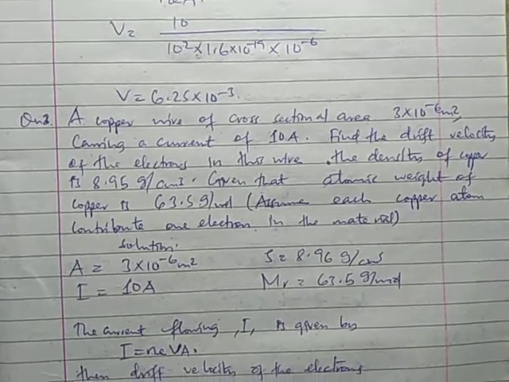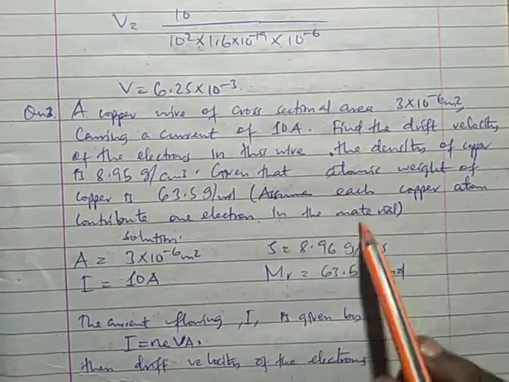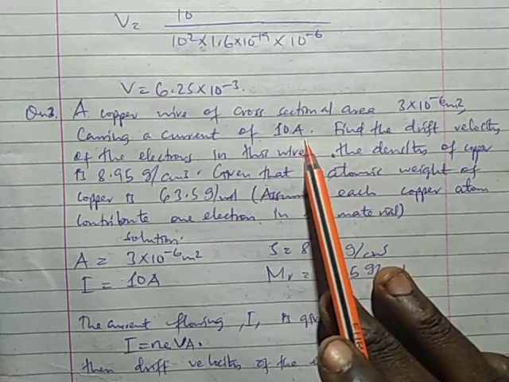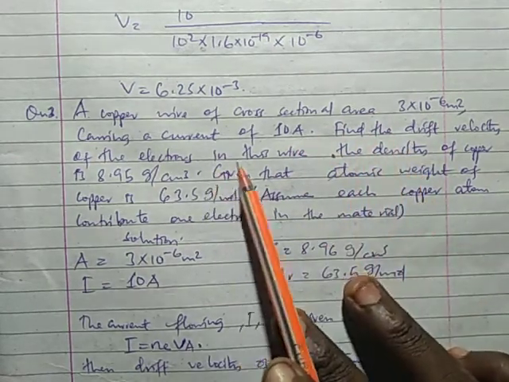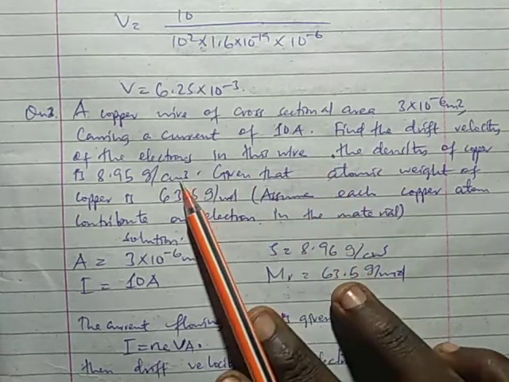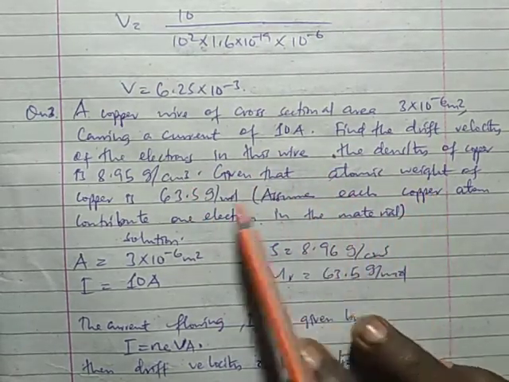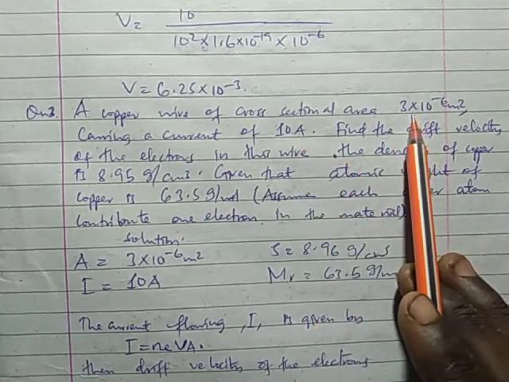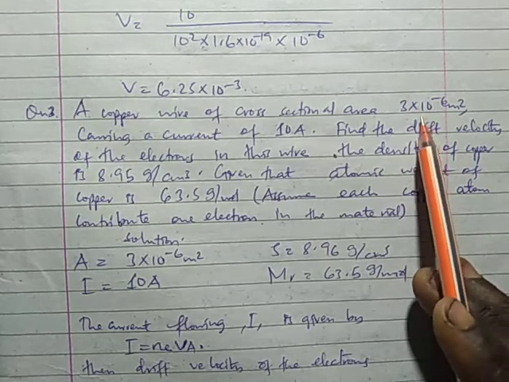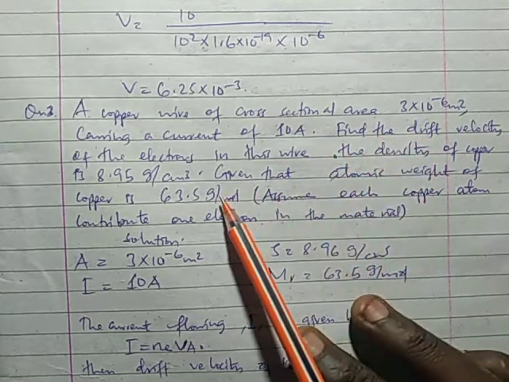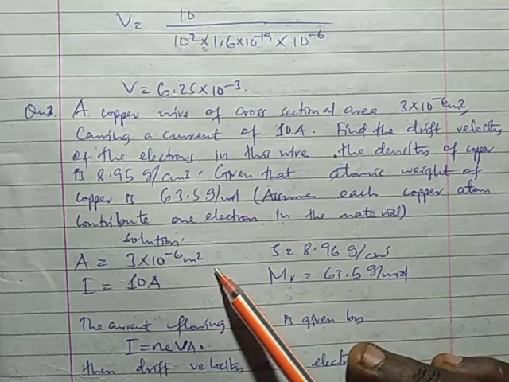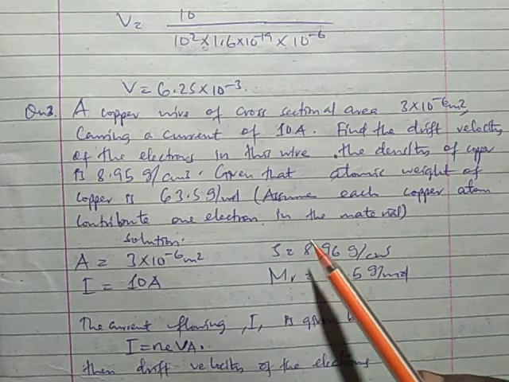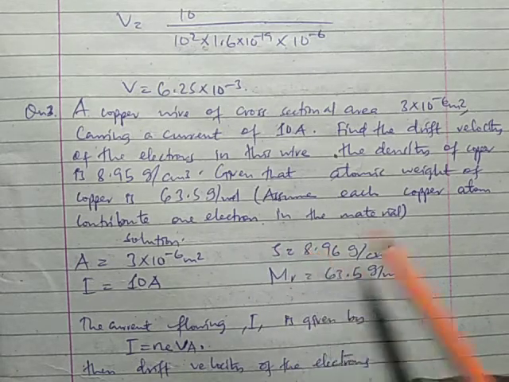Lakini kwenye hili swali la 3 wanasema a copper wire of cross sectional area ambayo ni pale carrying a current of 10 ampere, find the drift velocity of electron in this wire. The density of copper ni hapa, given that atomic weight of copper ni hapa. Unaona tumepewa current pamoja na cross sectional area, lakini tunatakiwa tutafute nini? Drift velocity. Hapo tumepewa density pamoja na atomic weight. Assume each copper atom contributes 1 electron in the material.